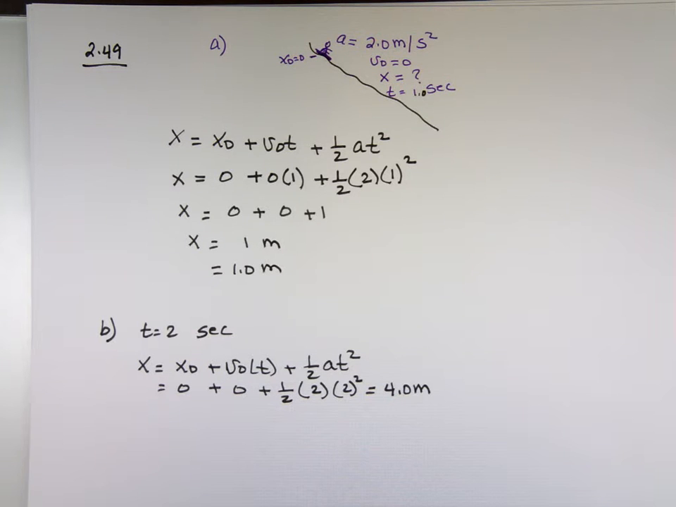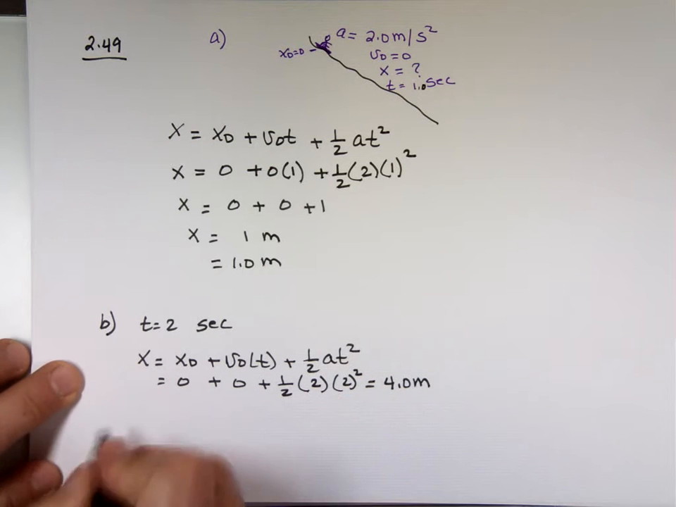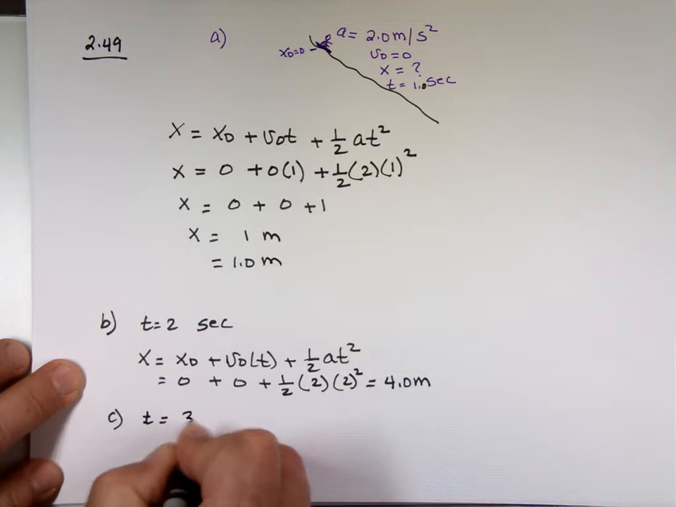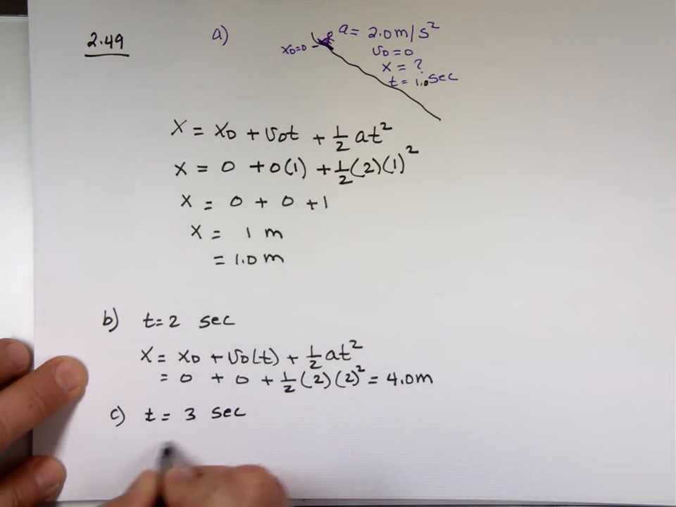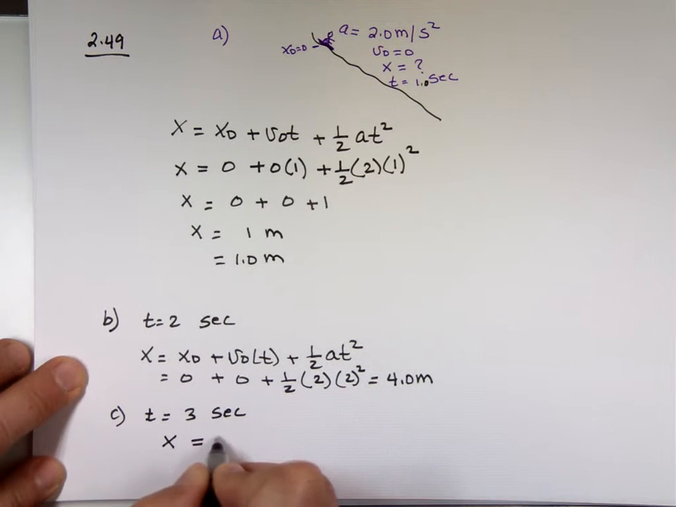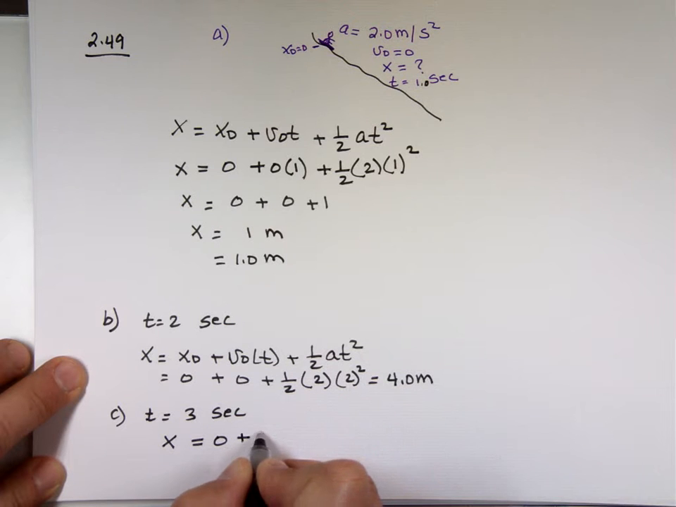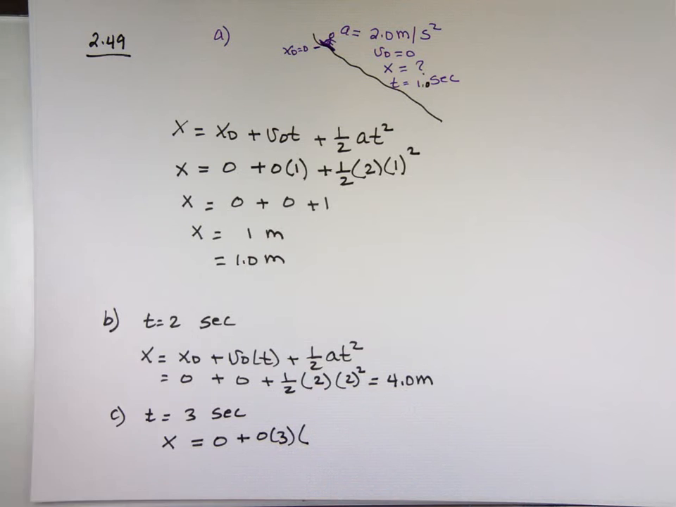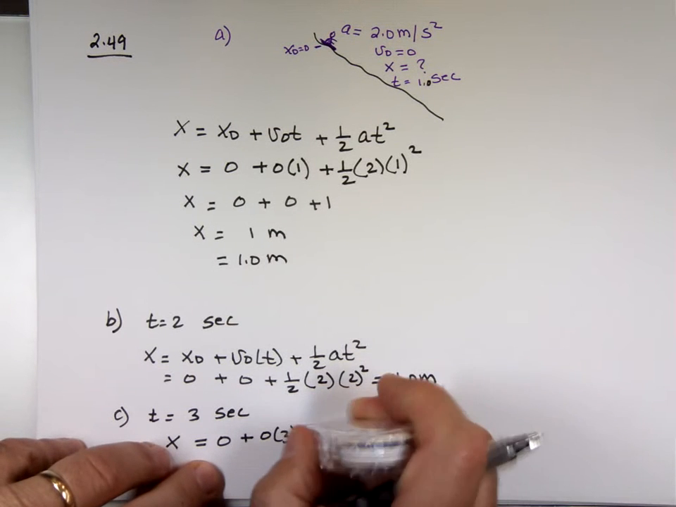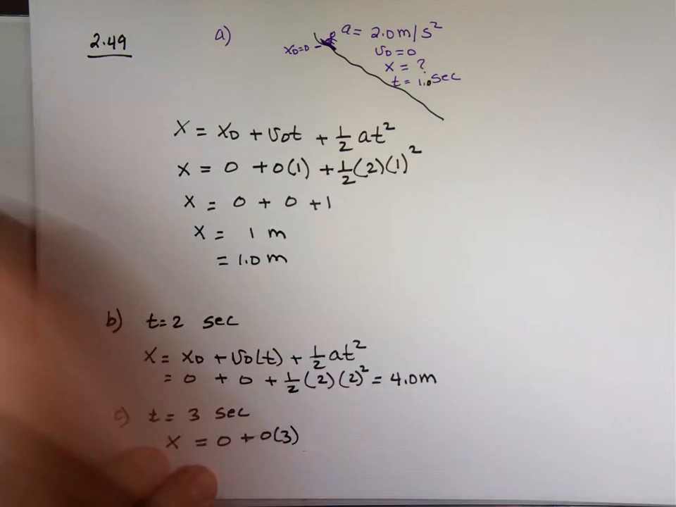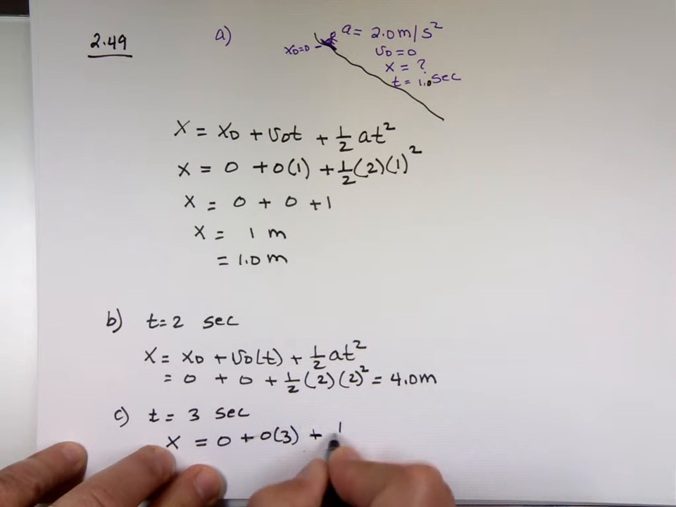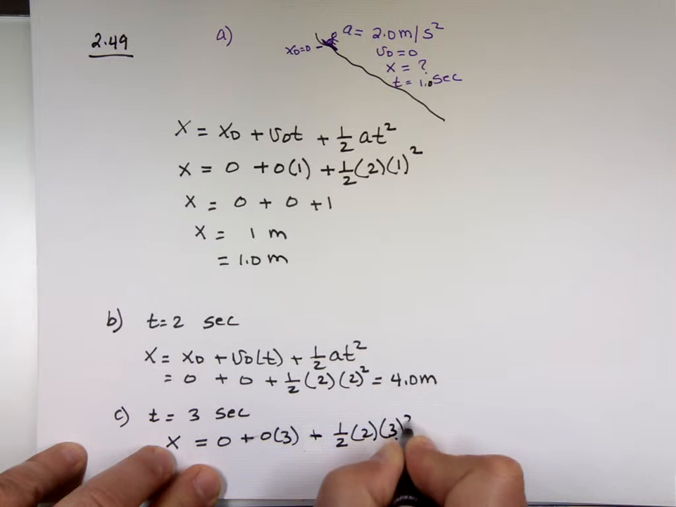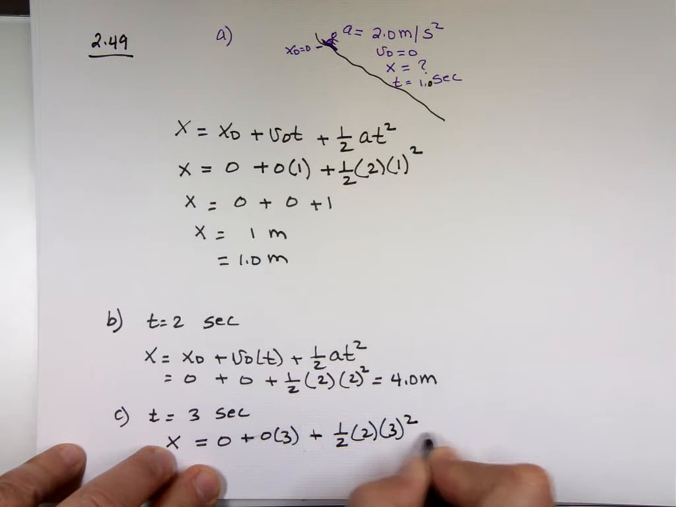In part C, 3 seconds. X equals the same equation, 0 plus 0 times 3 seconds, plus 1/2 the acceleration, 2, times 3 squared. And that's really 9 meters.